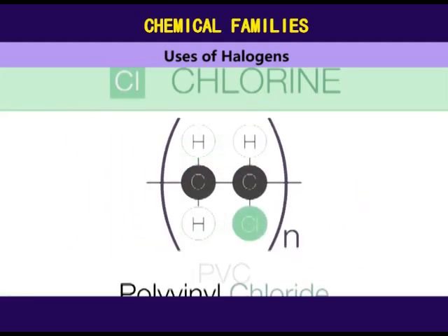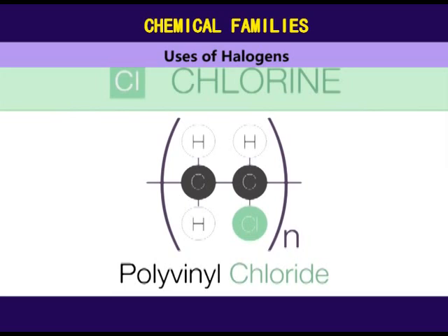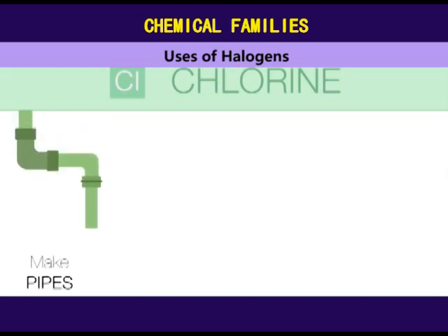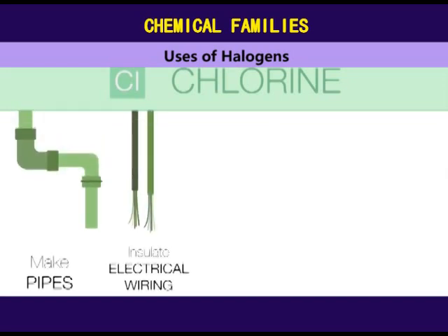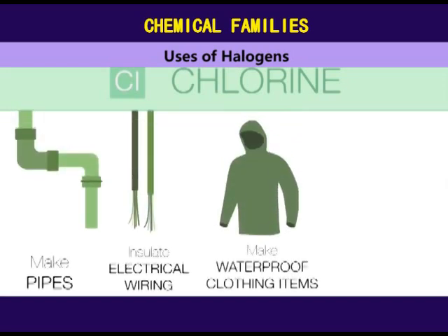PVC or polyvinyl chloride is a certain type of plastic. It is used to make pipes, insulate electrical wirings, make waterproof clothing items, and important healthcare equipment.